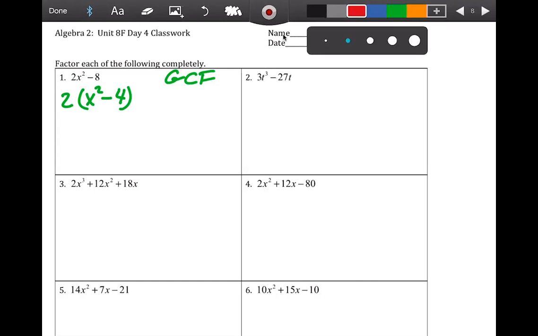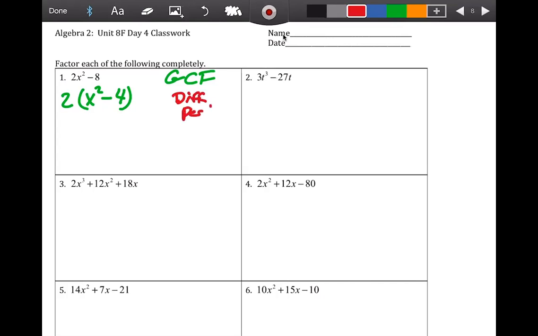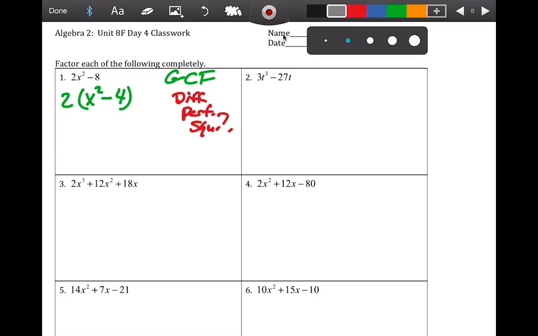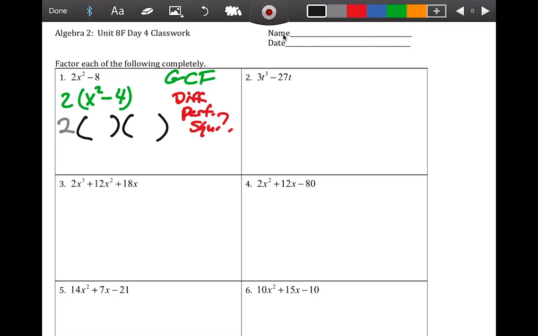Now the only thing you always have to ask yourself is, can I do more factoring? Is this factorable? Well, it's a binomial, so now I go back to: is it the difference of two perfect squares? x squared is a perfect square. Minus means difference. Is 4 a perfect square, folks? Yes, it is. So that means I can immediately do the difference of perfect squares.